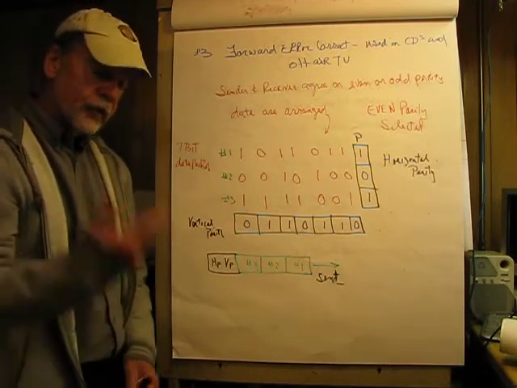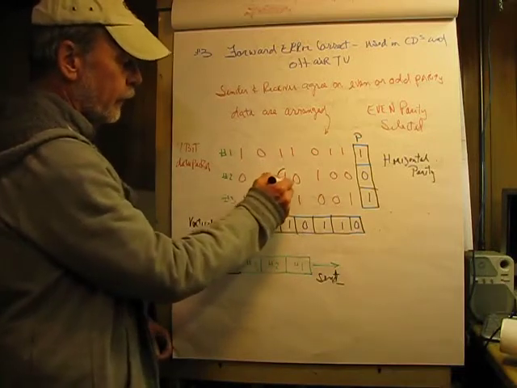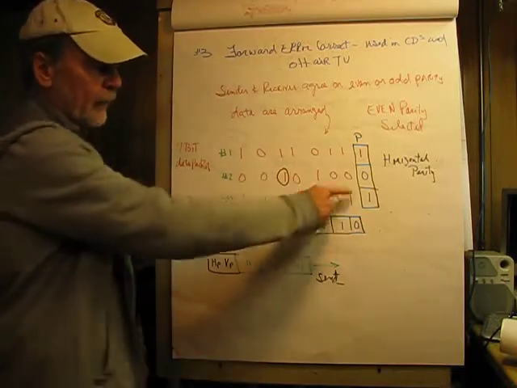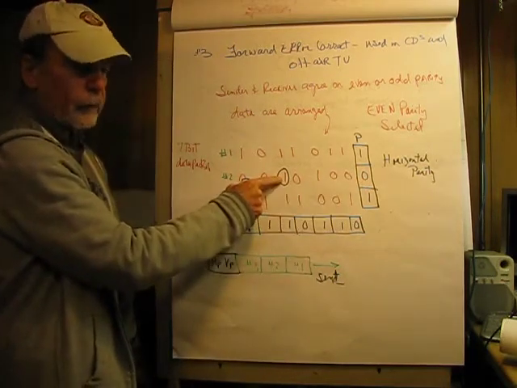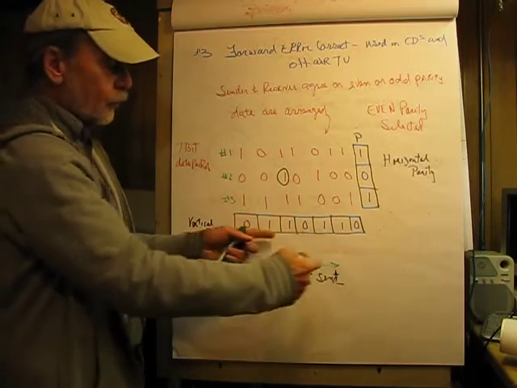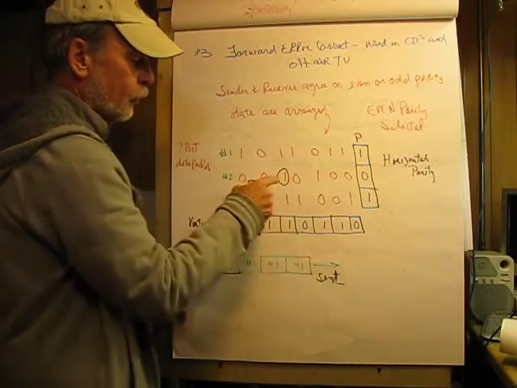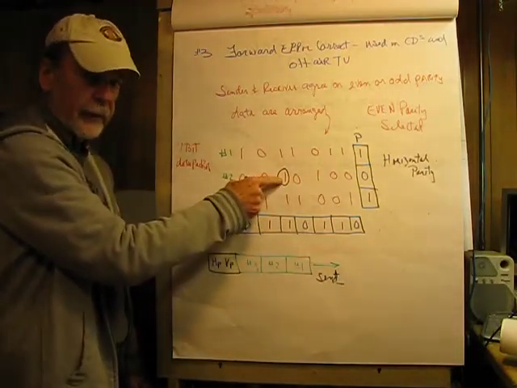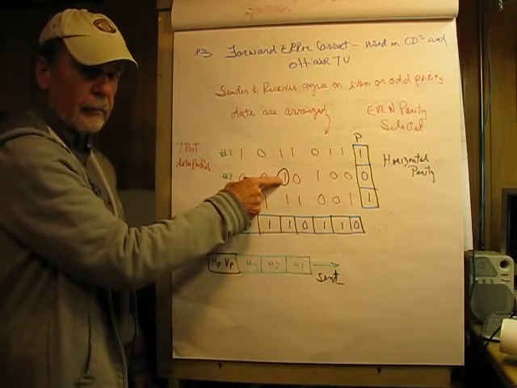Now, how does this fix bits? Well, let us say we get an error here in this bit. That means that this parity bit is going to be wrong. This 1 is now a 0. And that also means that this parity bit is going to be wrong. So the intersection of the parity bits zeroes in on the defective bit, and all we have to do is toggle that and we fix the problem.